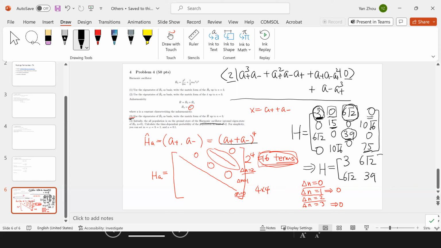39. And after that, you only need to solve this eigenvalue problem of this 2-level system instead of a 4-level system, because the population will not have any chance to go into the second state and the fourth state. And after that, you can just do the same thing as before, as in problem 2, to solve this 2x2 system, and you should be able to get that.